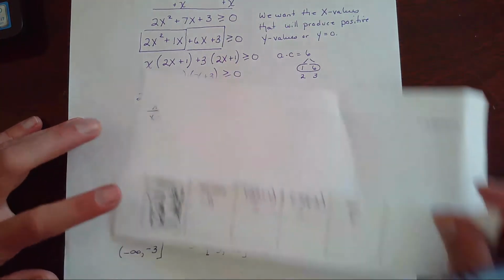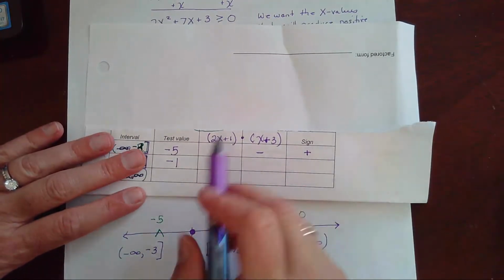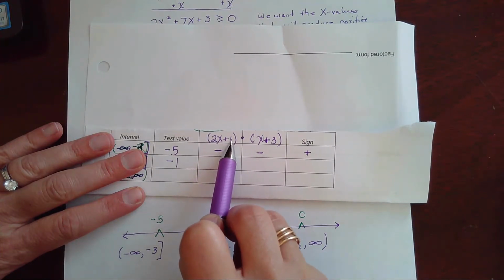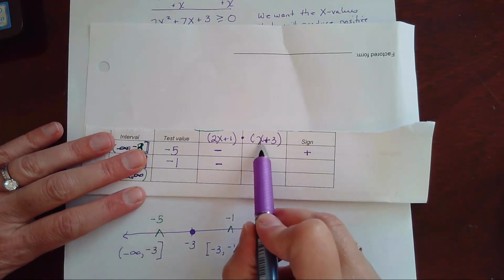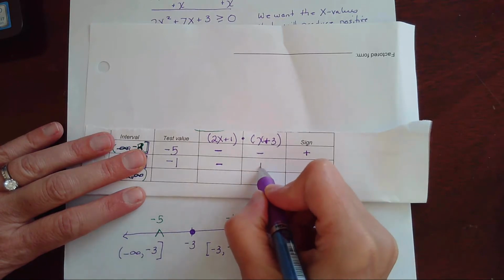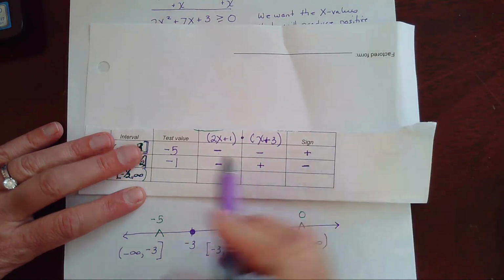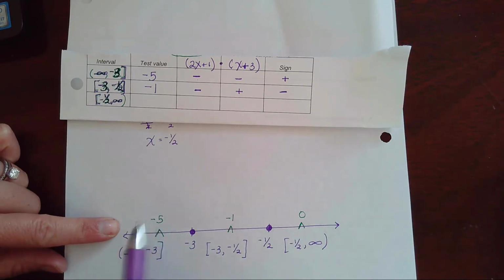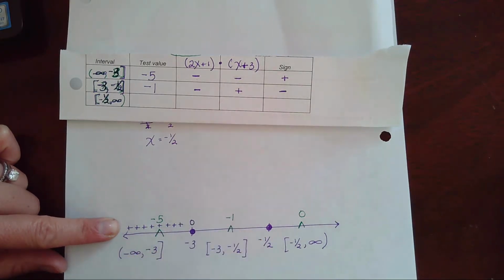Okay. The other test value we picked was -1. So if I put -1 in here, we'll get -2 plus 1. -2 plus 1 is a negative number. If we put -1 in here, -1 plus 3, that's going to give me +2. And a negative times a positive is a negative. So no matter what value in this interval you choose for x, it's going to give you a positive y value out. This -3 gives you 0.